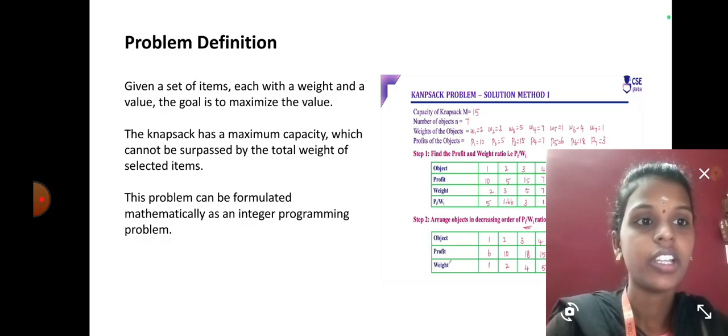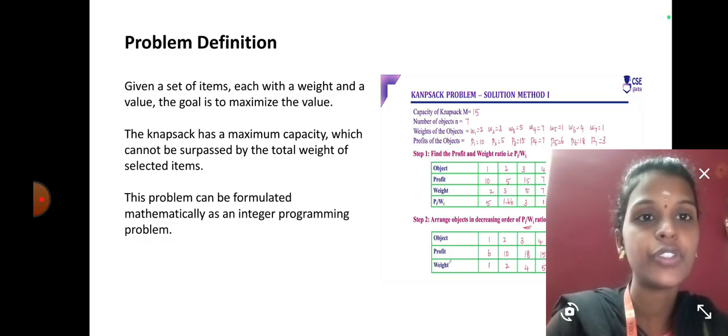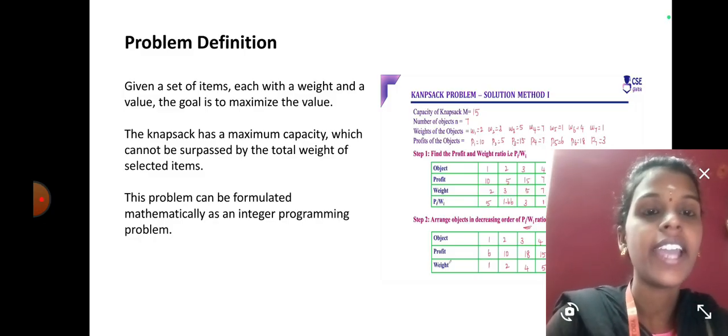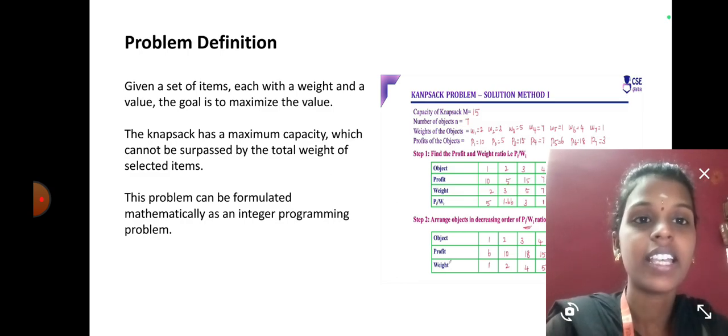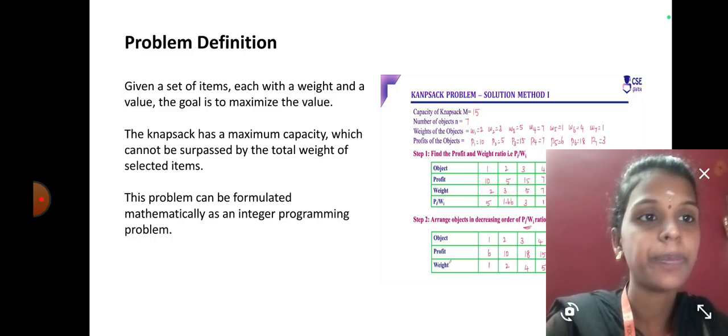Problem definition. Given a set of items, each with a weight and a value, the goal is to maximize the value. The knapsack has a maximum capacity which cannot be surpassed by the total weight of selected items. This problem can be formulated mathematically as an integer programming problem.